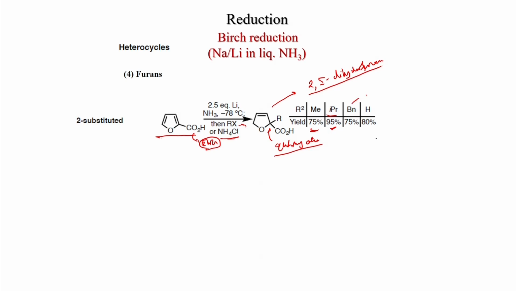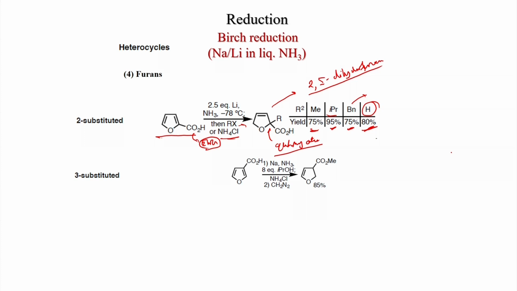Now, if you treat with benzyl bromide, you get a 75% yield. If a proton source like ammonium chloride is used, then you get only the carboxylic acid. This will not be a quaternary center, but a stereogenic center, and you get an 80% yield.